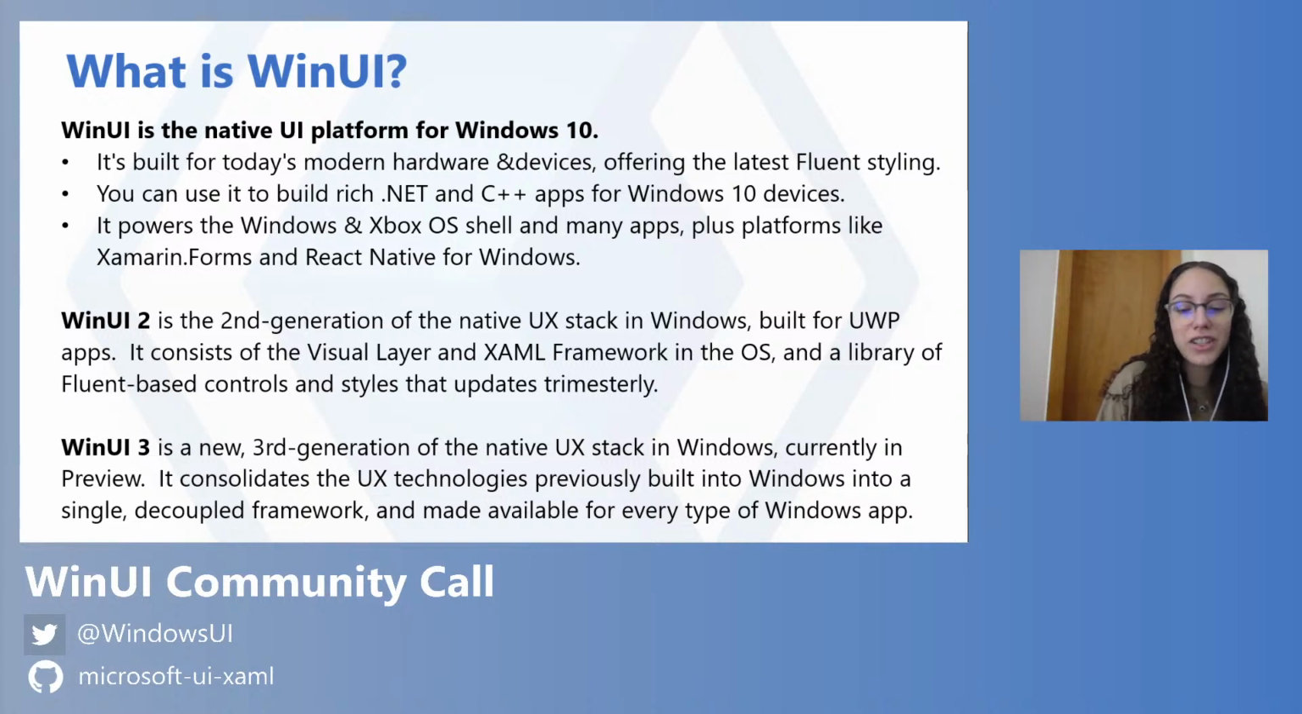WinUI 2 is the second generation of the native UX stack in Windows, and WinUI 2 is built for UWP apps. So WinUI 2 consists of the visual layer and the XAML framework in the operating system, as well as a library of Fluent-based controls and styles. And WinUI 2 gets updates trimesterally. So WinUI 3 is this new third generation of the native UX stack, and it's currently in preview. The last one we released was Preview 2. And so WinUI 3 consolidates the UX technologies that were previously built into Windows into a single decoupled framework, and it's made available for every type of Windows app, which means UWP as well as Win32 or desktop apps.